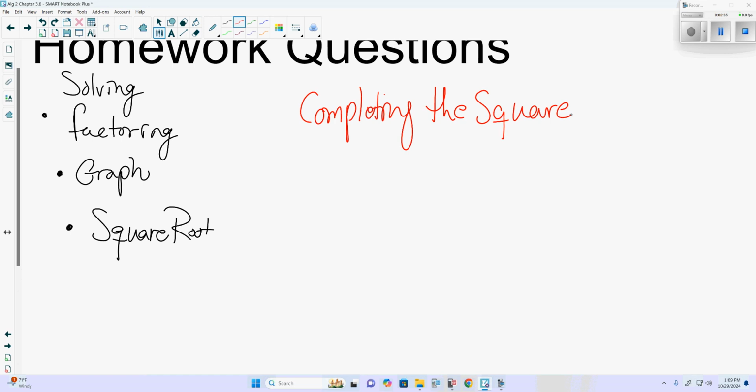Is a equal to 1? If not, make it so. The second step was to get the constant term by itself and leave 2 spaces. Our third step was find the value c so that it did become a perfect square trinomial, and then solve.